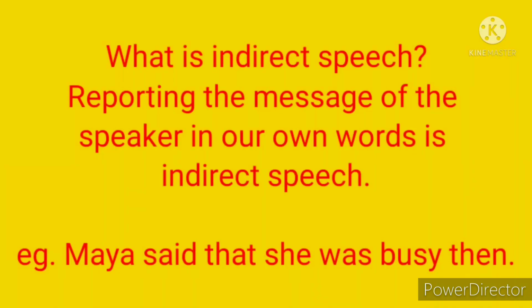What is indirect speech? Reporting the message of the speaker in our own words is indirect speech. Look at the example. Maya said that she was busy then. In direct speech we saw that there were two parts, one is the reporting part and another one is the reported part. Here those two parts are combined using a connector, "that." Maya said that she was busy then. Here "said" is the reporting verb and "was" is the reported verb. Maya said that she was busy then is the indirect speech.